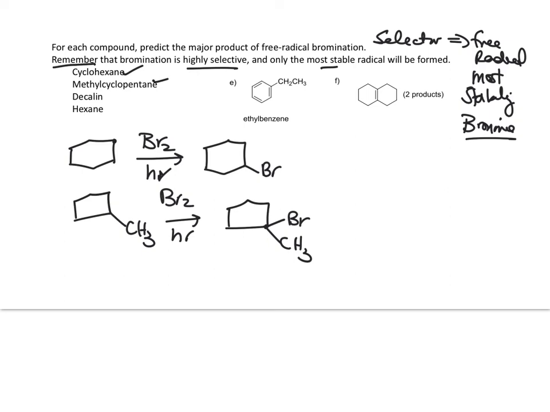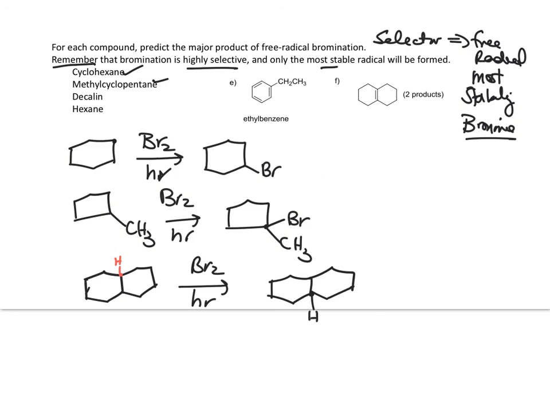Decalin. Decalin is a 10-membered ring. You can look it up, Google it. Decalin, you have the most substituted hydrogen would be this one. So since it's symmetric, you only have to do one. So that would be your bromine there.